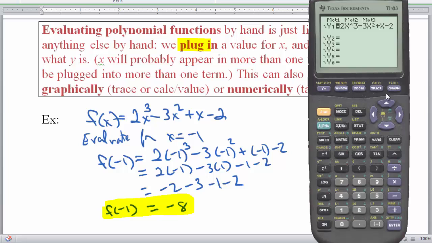And all I need to do really is, I wouldn't go to the graph necessarily. If I just want to evaluate it at -1, I would just go to my table. So I press second graph, and now I can see in my table that when x is -1, y is -8. Right? So again, the calculator table can save you a lot of work. Right now, if I wanted to evaluate it at 5 or something, at 5 it's 178. If I wanted to evaluate it at -8, at -8 it's -1226. Right? So the calculator table can save a lot of work. Okay? So that would be just evaluating a polynomial function.